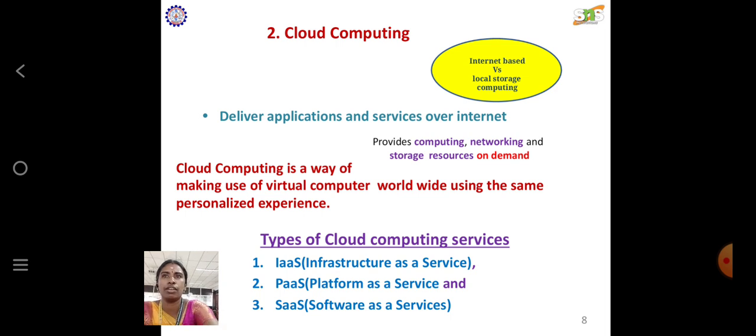Cloud computing is a model for enabling convenient on-demand network access to the shared pool of configurable computing resources, for example, networks, servers, storage, application and services that can be rapidly provisioned and released with minimal management effort or service provider interaction. So cloud computing is based on the concept of dynamic provisioning, which is applied not only to the services but also to compute capability, storage, networking and information technology infrastructure in general.